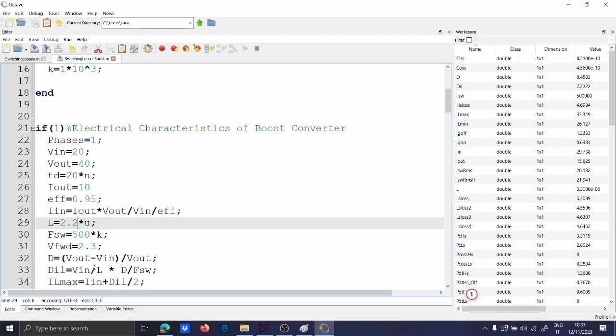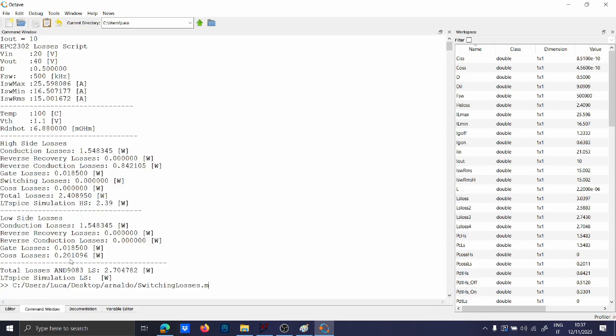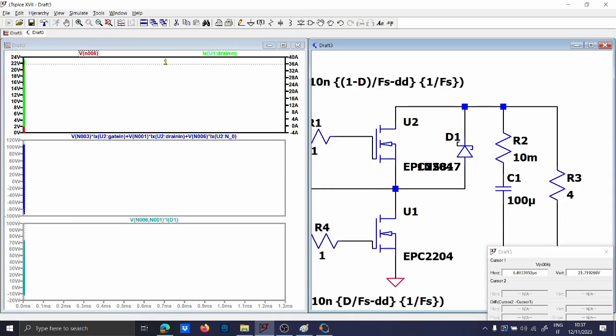Okay, so let's run this, and we see that the high side in this condition, the connection losses is 1.74, and the total losses is 2.4 watts. Now let's use the same condition here. So let's run with this condition.